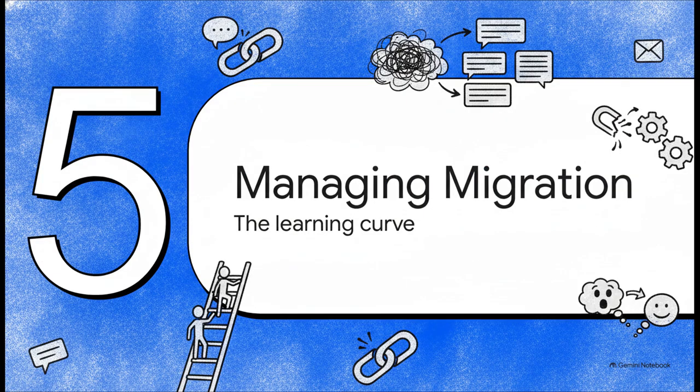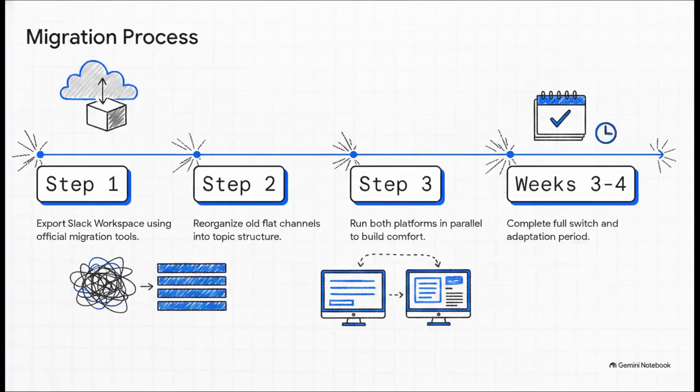Section 5. Managing the migration and embracing the learning curve. Look, we have to be completely honest here. There is a genuine behavioral learning curve. Teams are so heavily accustomed to flat channels. You'll start by exporting your Slack workspace using their official migration tools. But here is the catch. Because the structures don't automatically map one-to-one, you have to actively reorganize those old channels into Zulip's topic structure.